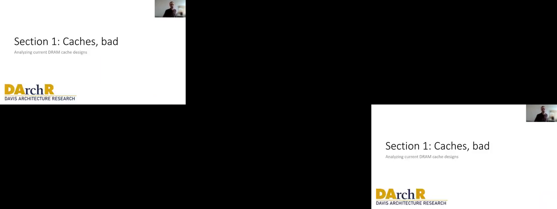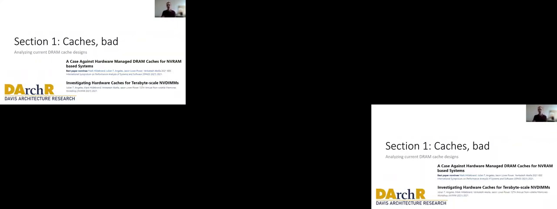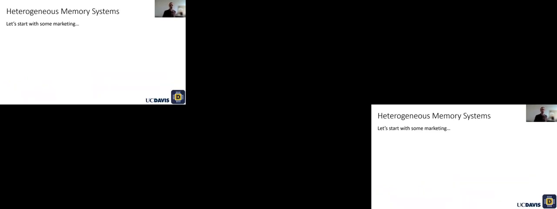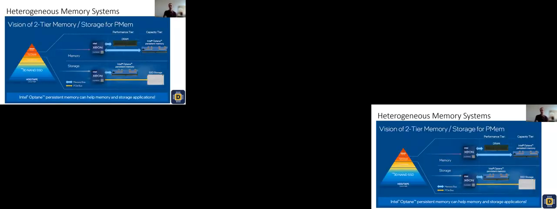Okay, so let's dive in to the beginning. This is based on a couple of papers that we wrote at ISPASS this year, as well as the NVM workshop, about how current DRAM caches don't work very well in modern systems. So let's put this in context a little bit. Let's start with some marketing. This is obviously a slide from Intel. Intel is claiming that Intel Optane, which is their 3D Crosspoint persistent memory technology, is the best for everything.